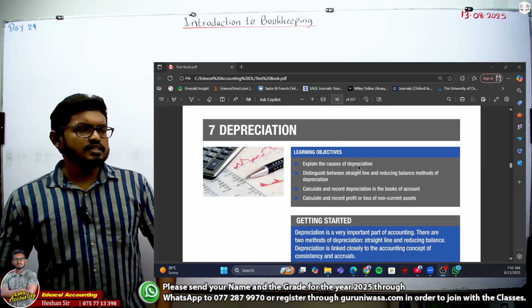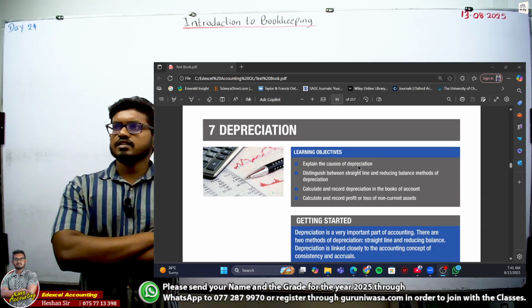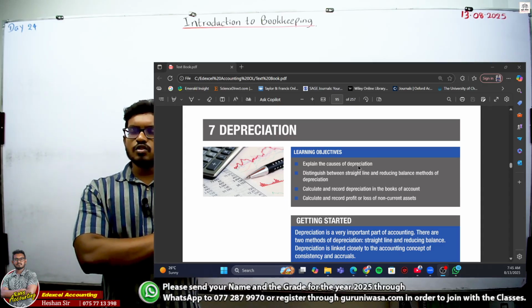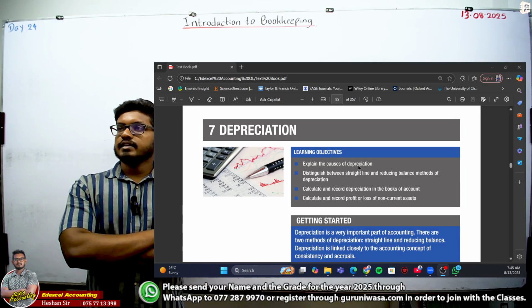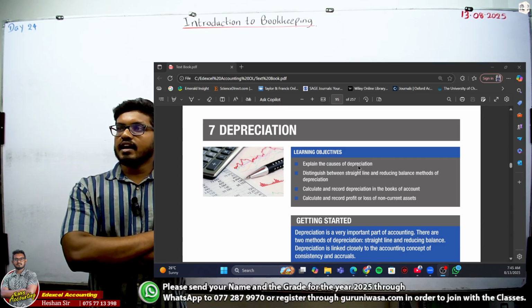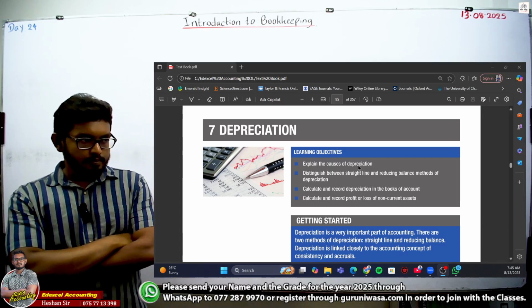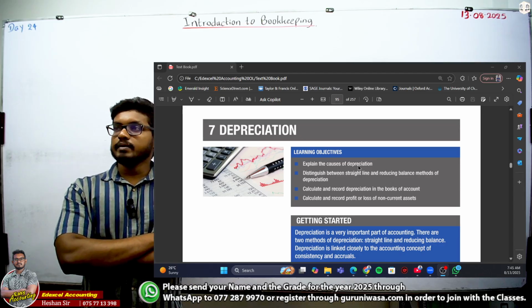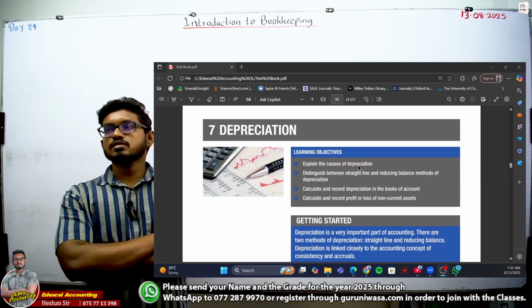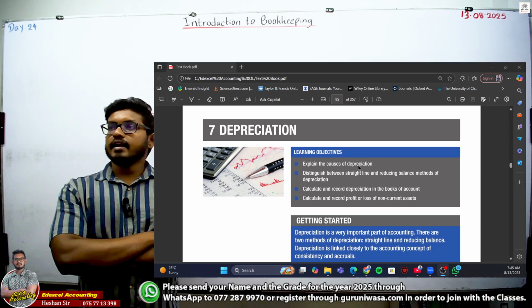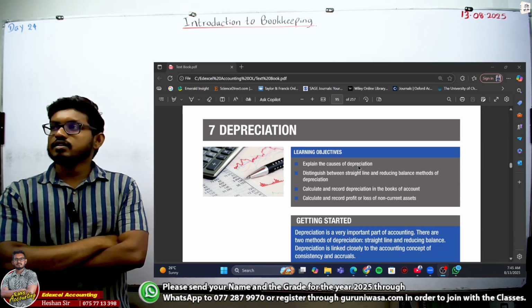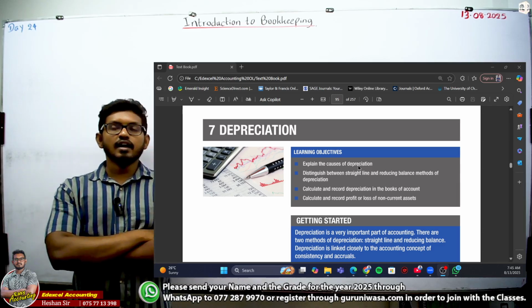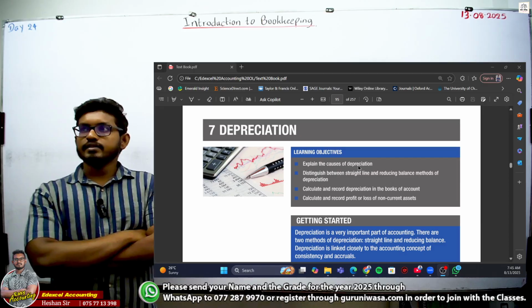Let's see the learning objectives. Explain the causes of depreciation. Distinguish between straight line and reducing balance method of depreciation. I'll explain simply. Calculate and record depreciation in the books of accounts. Calculate and record profit and losses of non-current assets regarding the selling.